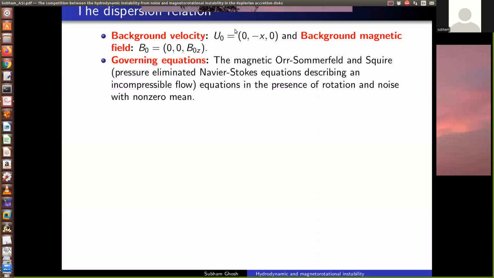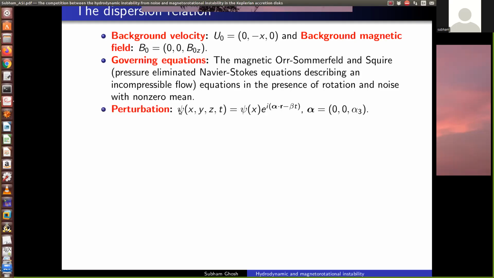Now we perturb these backgrounds to study what happens to the perturbations in the presence of extra force and in the presence of rotation, which is intrinsic in the case of accretion flow. So our equations are usually not the Navier-Stokes equation, but a recast form, as pressure can be eliminated due to the incompressibility of the underlying flow. So our equations are the magnetic Orr-Sommerfeld equation in the presence of rotation and the noise with non-zero mean.